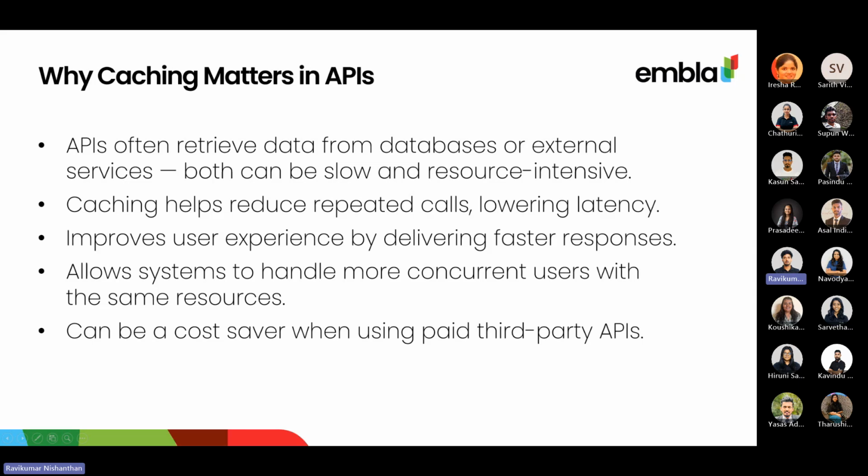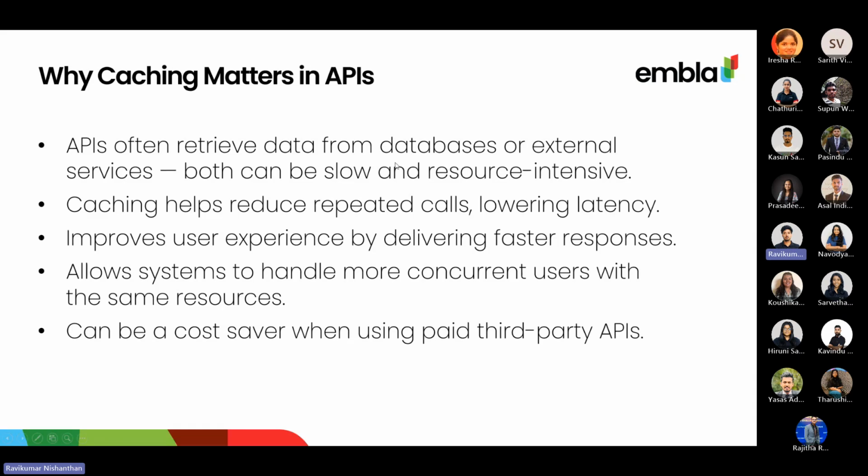So now, why is caching so important, especially when we talk about APIs? APIs usually get their data from databases, or sometimes from an external service, for example, any other example service. Both of these can be slow or take up a lot of resources. So every time an API makes a call to fetch data, it uses time and computing power. So if a lot of users are doing this at the same time, it can slow everything down.